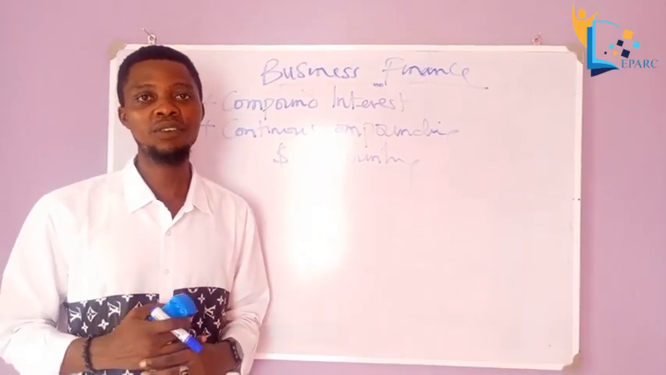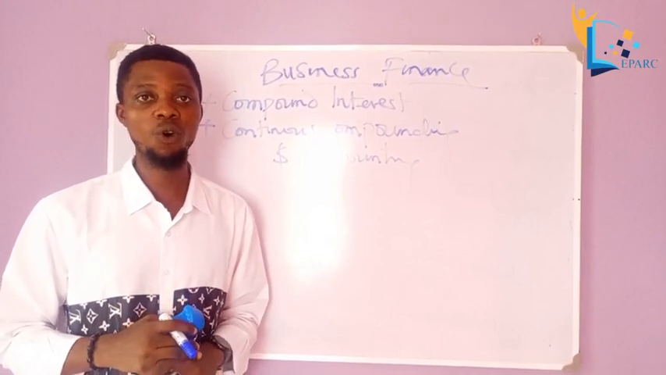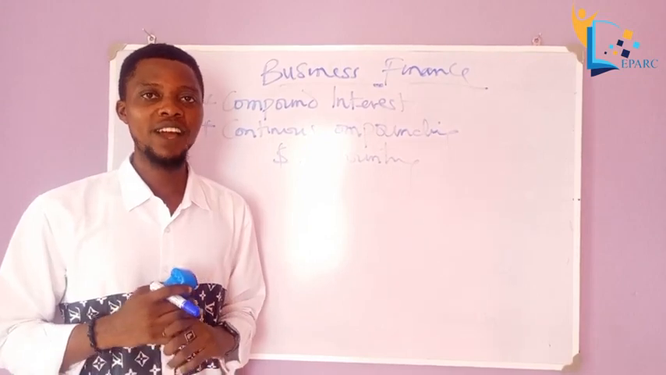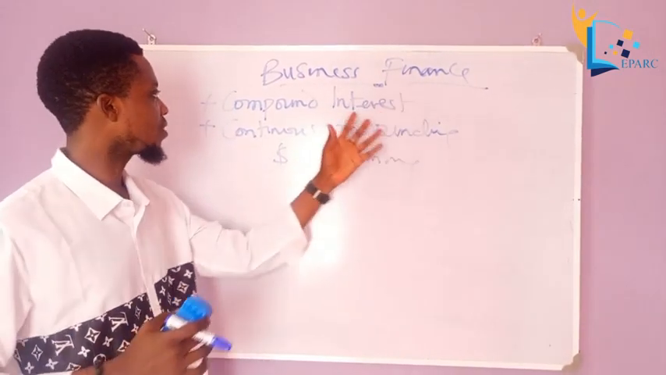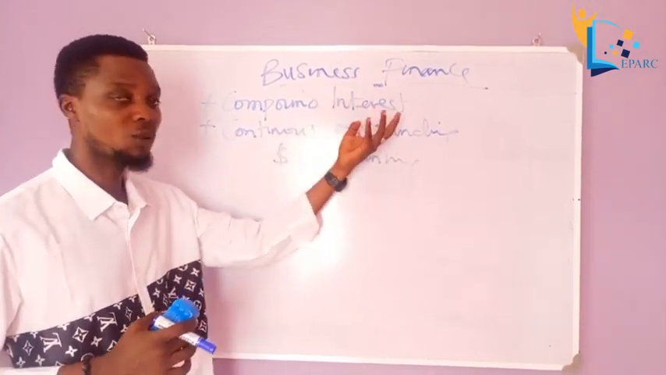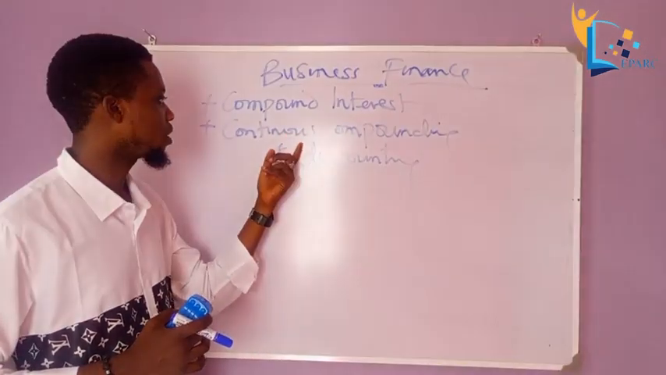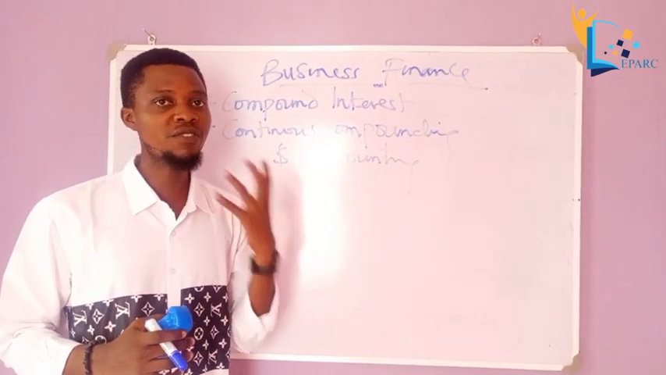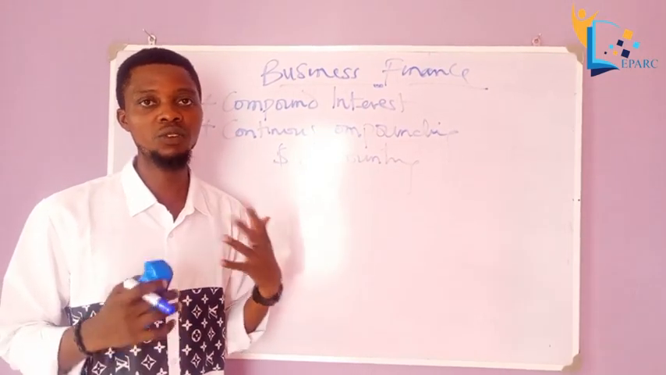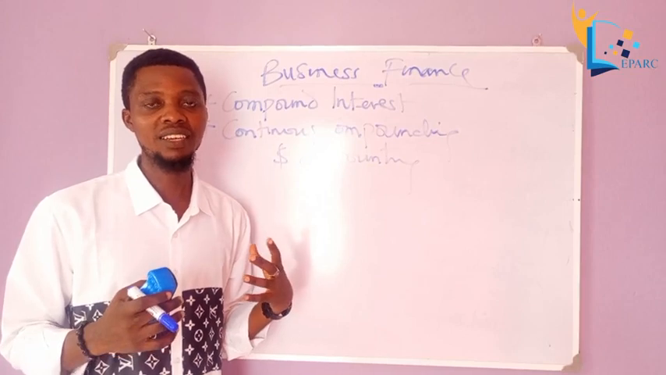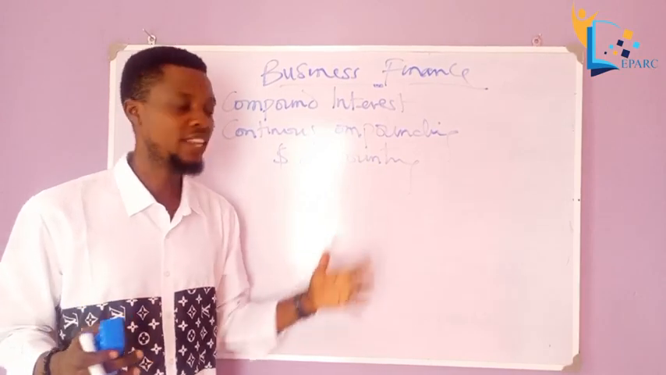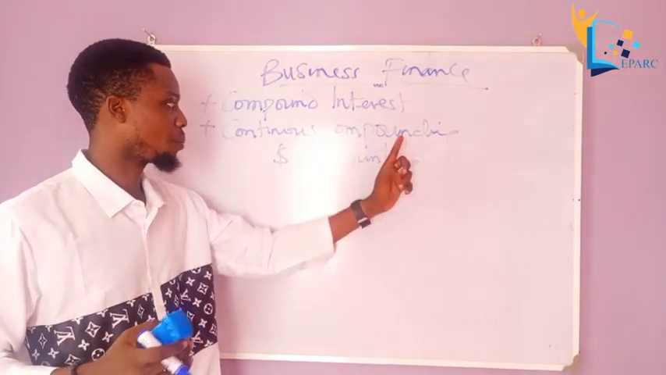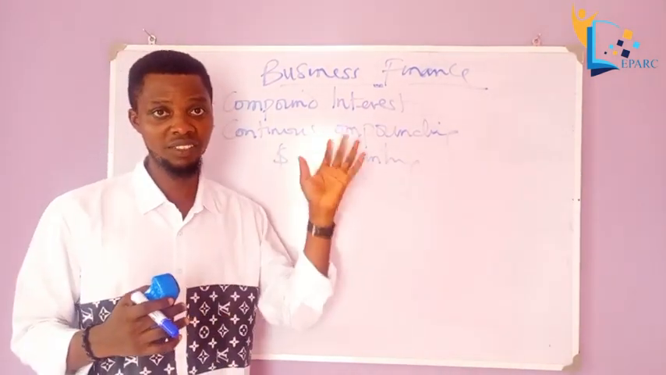This is E Plus Academic Resource Center where we take online tutorials for undergraduates and senior secondary students, okay? Alright, today we'll be looking at business finance. Under business finance today we'll be looking at compound interest, then continuous compounding and discounting. Don't forget the previous class we looked at simple interest and the simple discount note, okay? So this time we're going to be looking at compound interest, then continuous compounding and discounting under business finance.